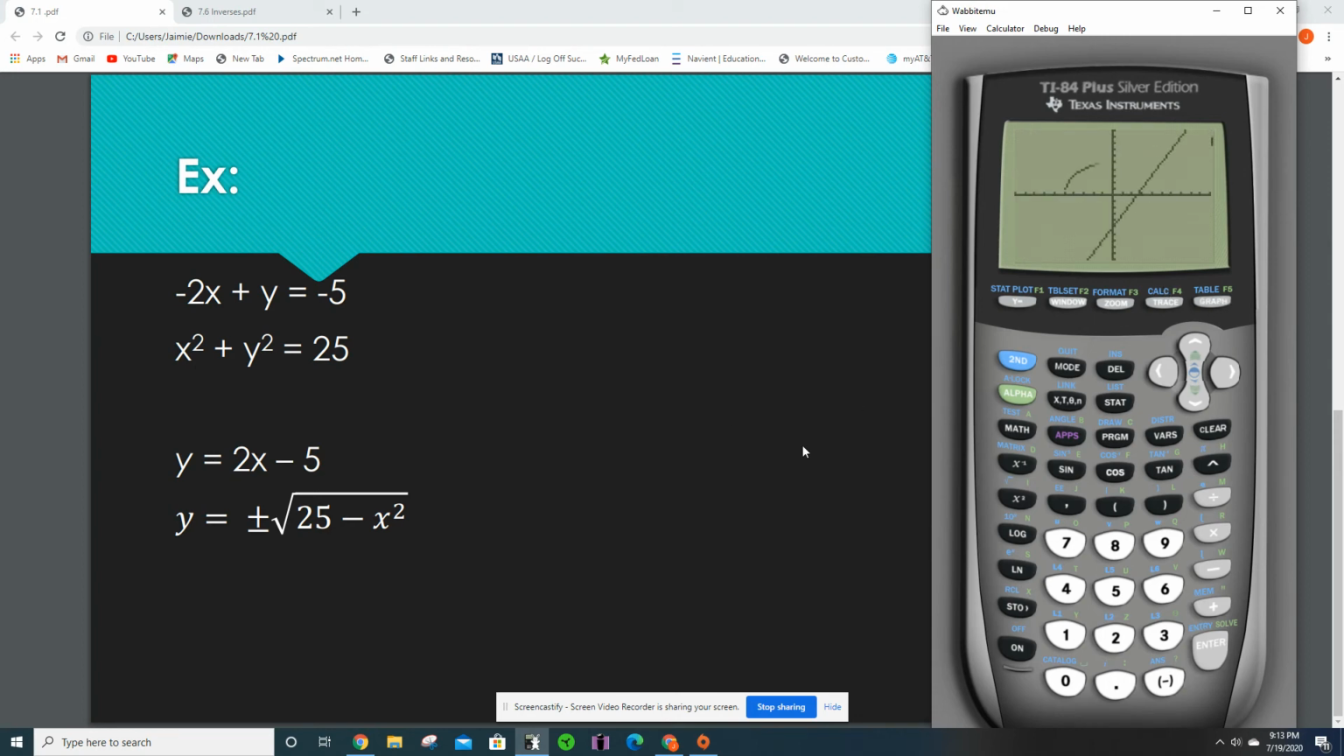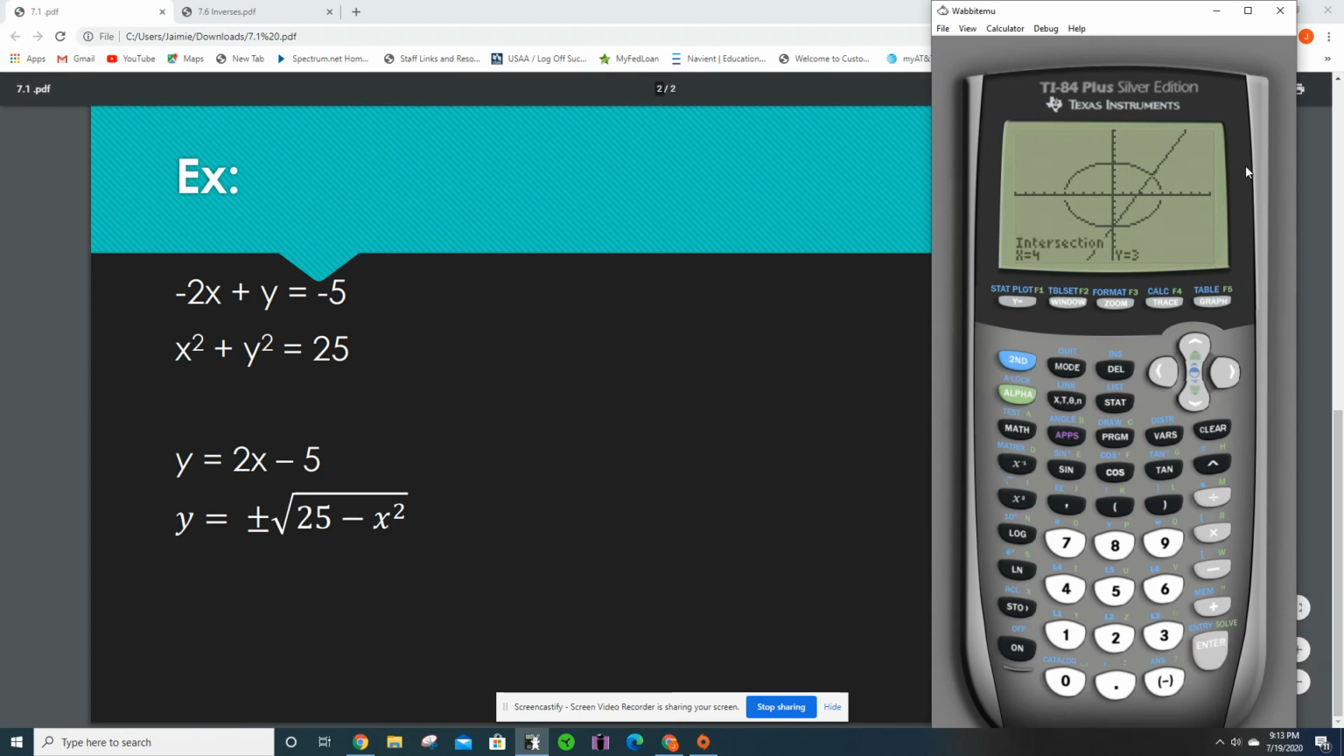So again, I have my first equation there. I have my second equation. We can again see there are two intersections. To find those two intersections, I'm going to hit second and trace. And I want to find the intersection, which is option 5. I can already see that my first point is kind of already there. So I'm going to go ahead and guess, hit enter 3 times. And we see that I have a point 4 and then 3.